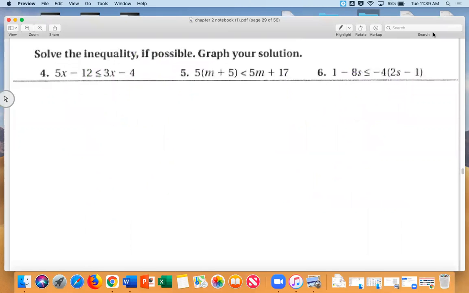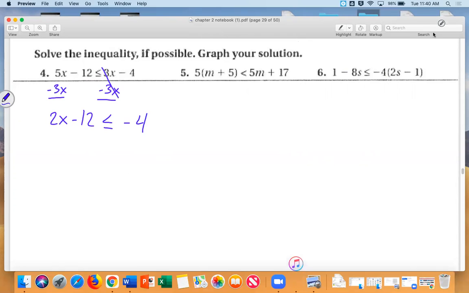Ready, Nate? All right, so we've got 3 problems here. And the one thing I want to do is get all of the variables to one side. That's the goal. Okay? So number 4, do you want to move the 5x or the 3x, Nate? 3x. Good, I agree. I want to move the 3x because it's smaller than the 5x. So I'm going to go ahead and subtract that from both sides. So 5x minus 3x is 2x. So I have 2x minus 12 is less than or equal to. The x's cancel, and I have minus 4.